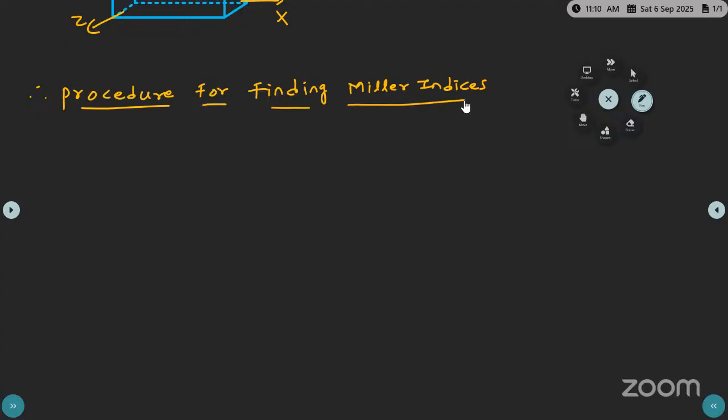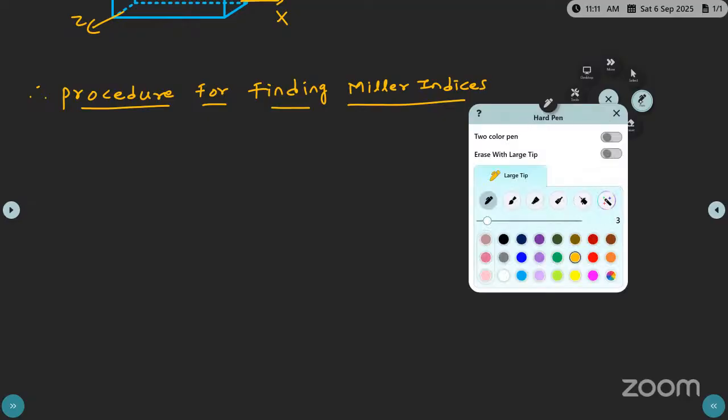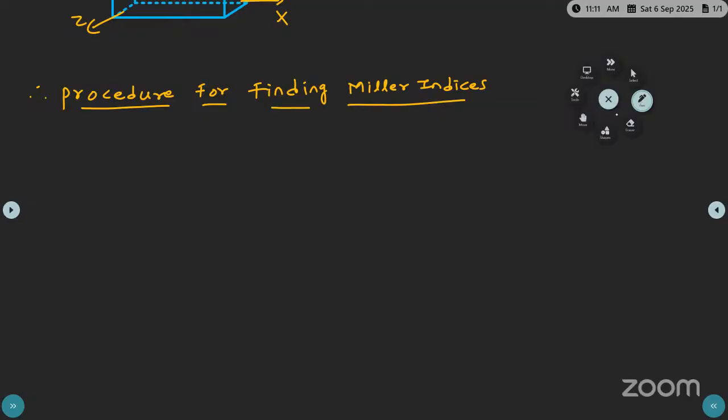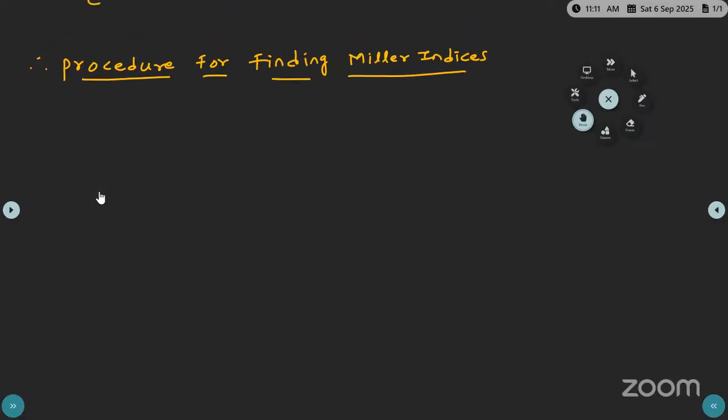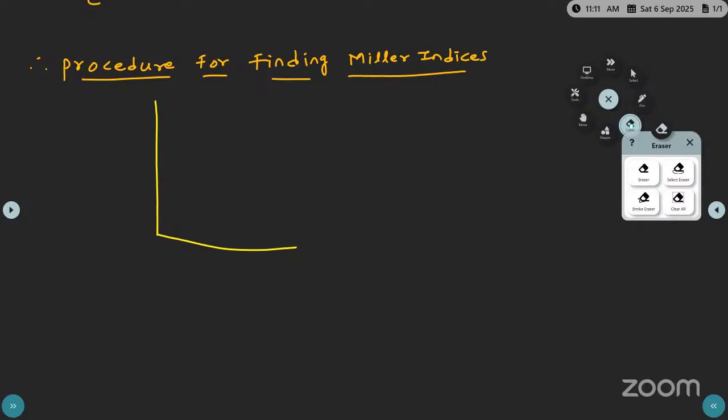Write down. Consider a plane, capital A, B, C, as shown in the below figure.